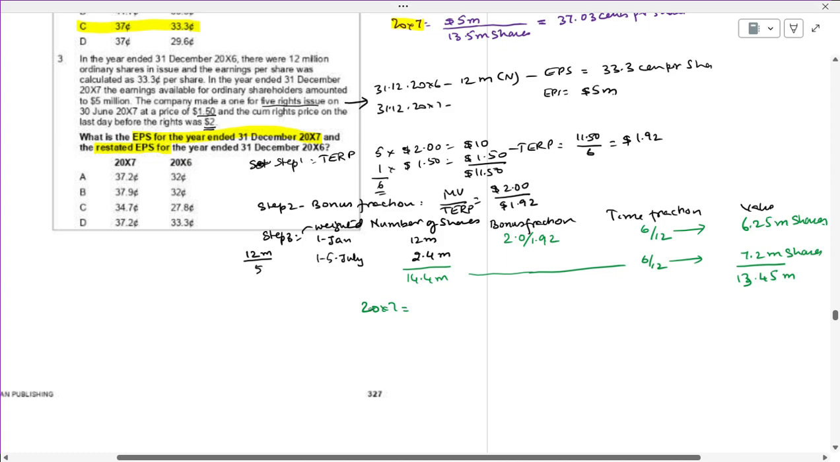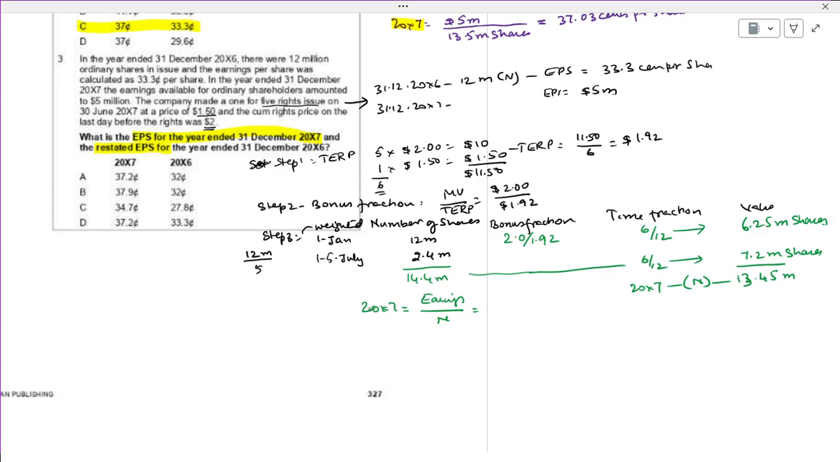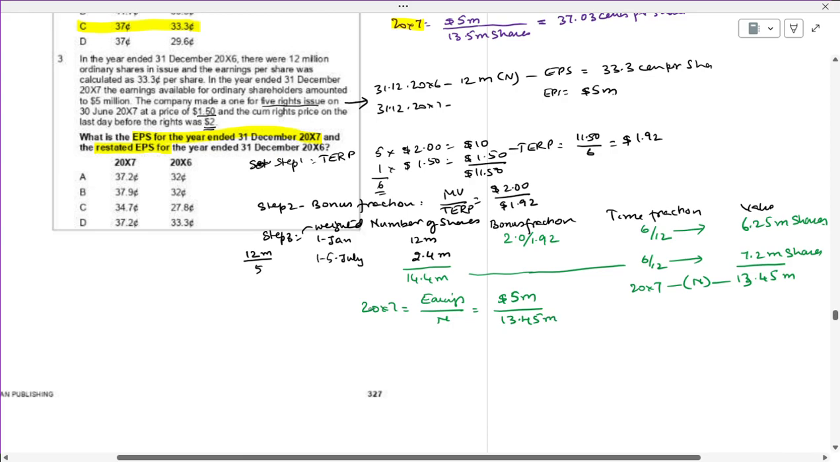2007. How much is the earnings? Earnings divided by N. This is for the year 2007. Earnings is 5 million divided by 13.45 million shares. It comes to how much? 5 divided by 13.45. 37.17 cents per share. Check.